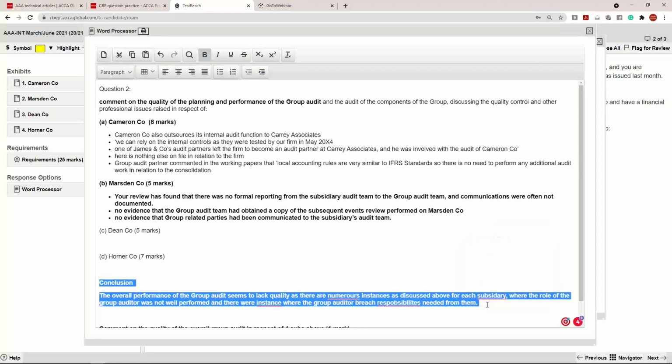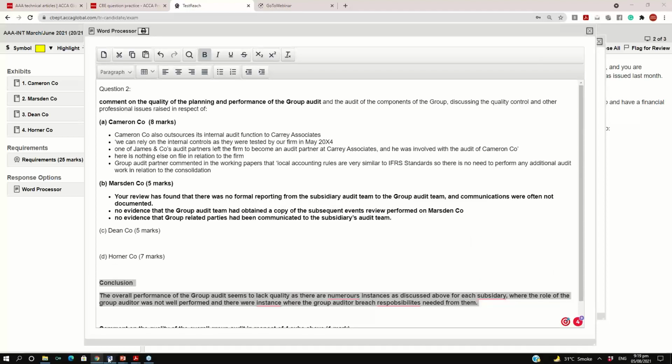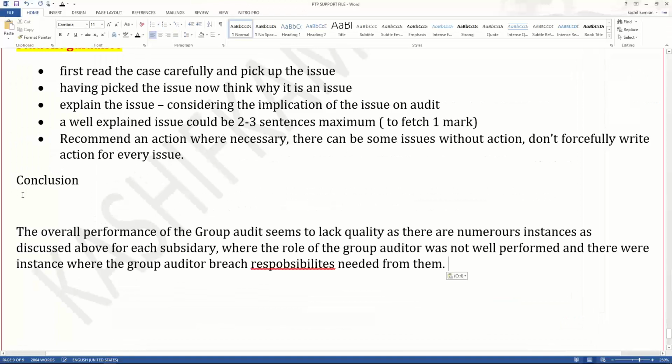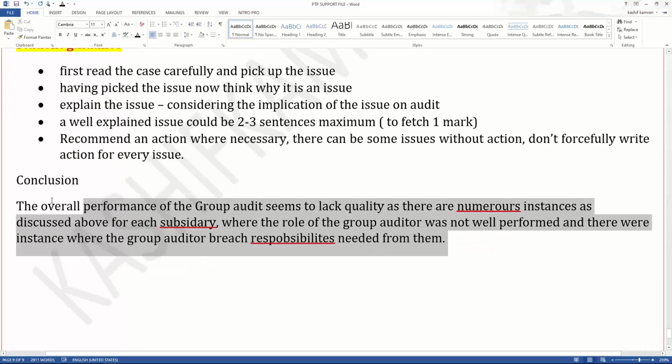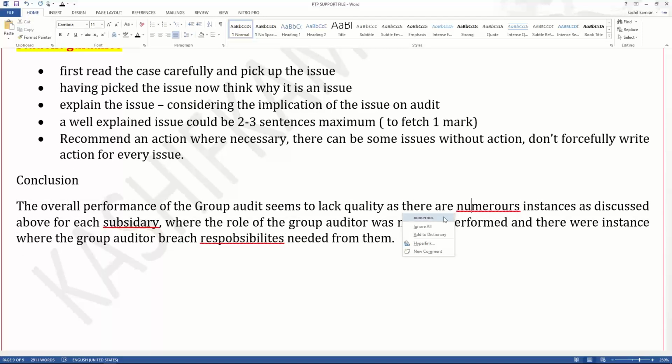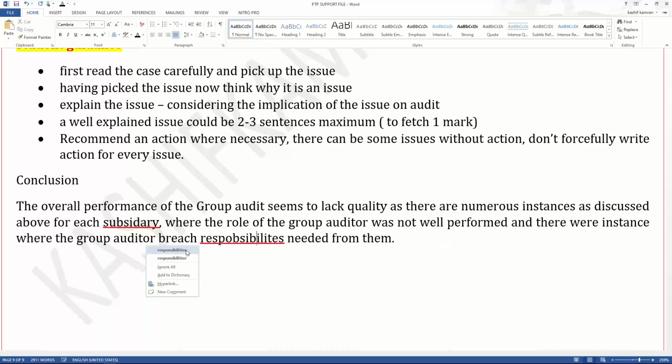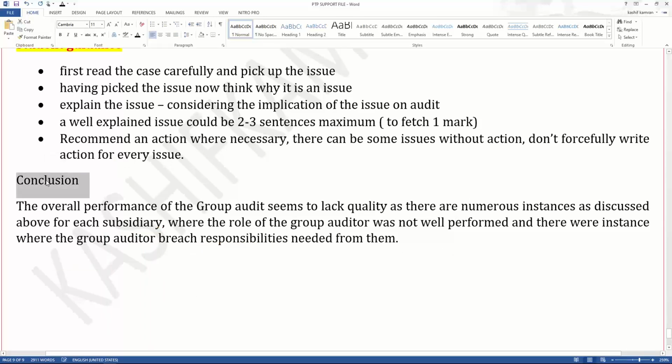So you copy this conclusion and take it to your Word file. See, this is the conclusion at the end of the answer. The spellings and grammars are not checked, so don't be worried about it. If you make a spelling mistake, no need to correct it. Obviously, I can correct it in the session, but that's not your responsibility in the exam paper. So can you find this conclusion?